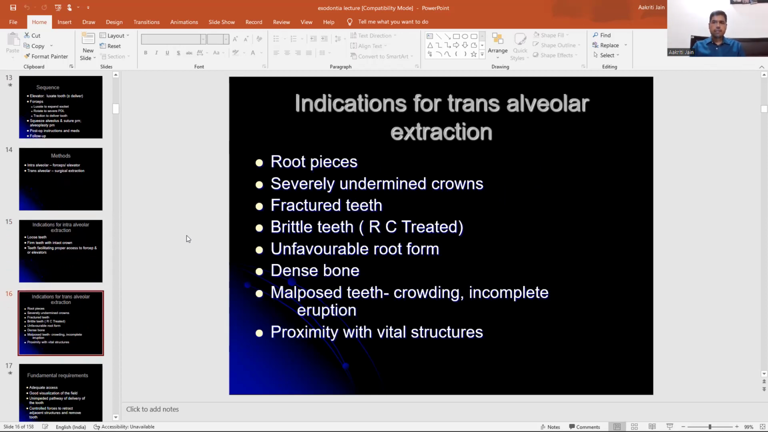Indications for the transalveolar extraction include root pieces, severely undermined crowns, fractured teeth, brittle teeth which are RC treated, unfavorable root forms, dense bone, malposed teeth like crowding or incomplete eruption, and proximity with the vital structures.